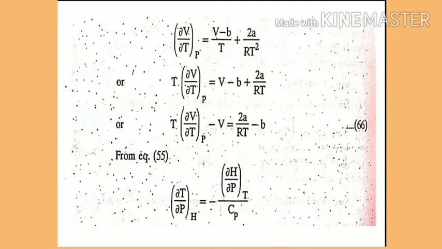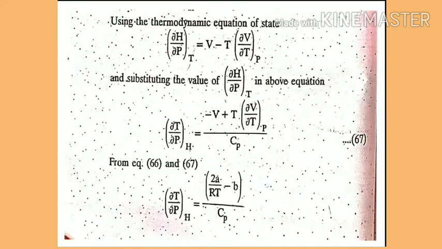And by rearranging this equation, we get T (∂V/∂T)_P minus V is equal to 2a upon RT. And you know that the Joule-Thomson coefficient is equal to (∂T/∂P) at constant enthalpy, which in turn is equal to minus 1 upon Cp into (∂S/∂P) at constant temperature. And there is also a thermodynamic equation. We will discuss it in the next chapter.